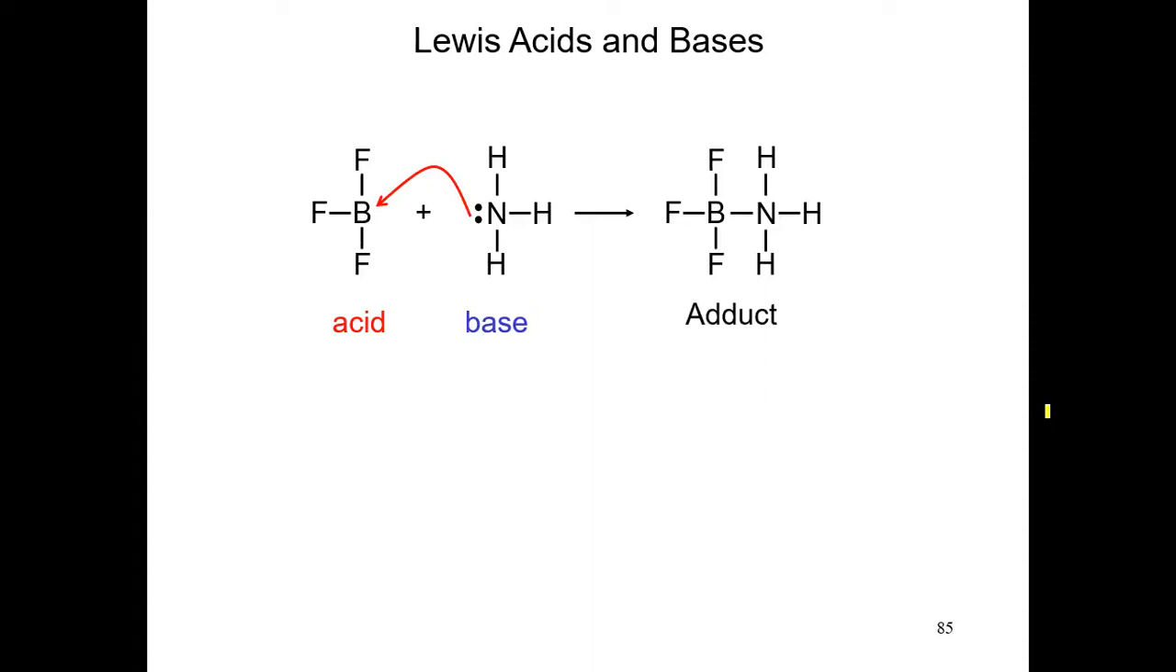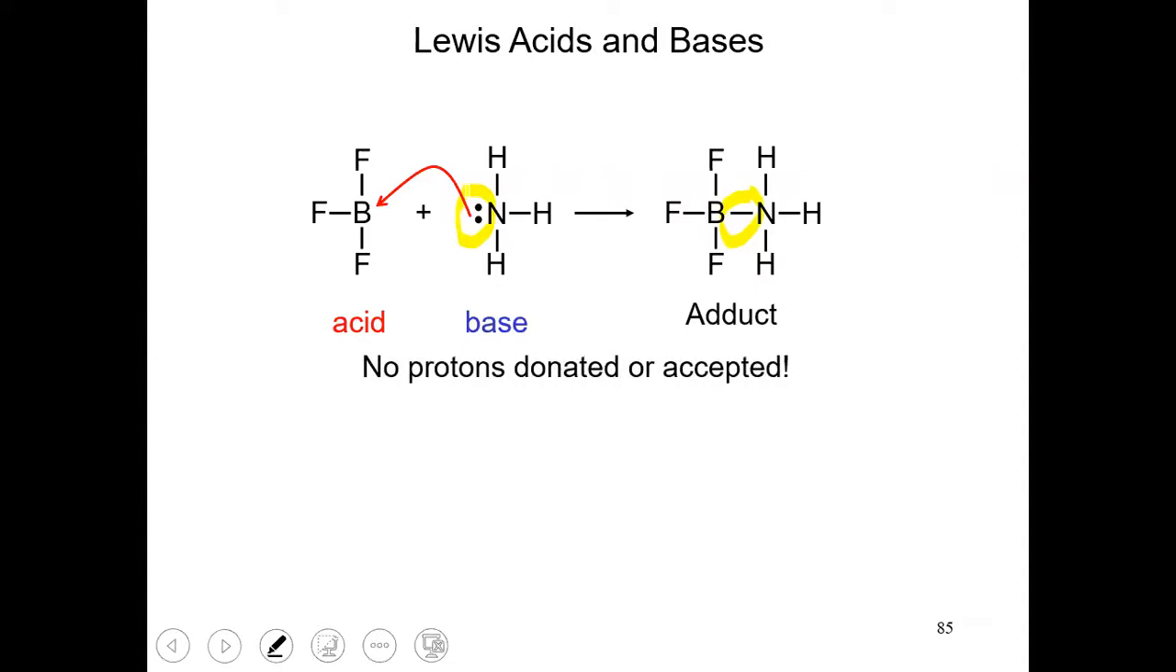And the reason why this is sometimes not called merely a molecular compound is because both of the electrons in that bond there came from the nitrogen in the ammonia. That's the whole idea. So in other words, notice that in this case, there has been no donation or acceptance of protons. Therefore, a Lewis acid-base reaction is kind of outside the box with respect to our more familiar Bronsted acid and base.